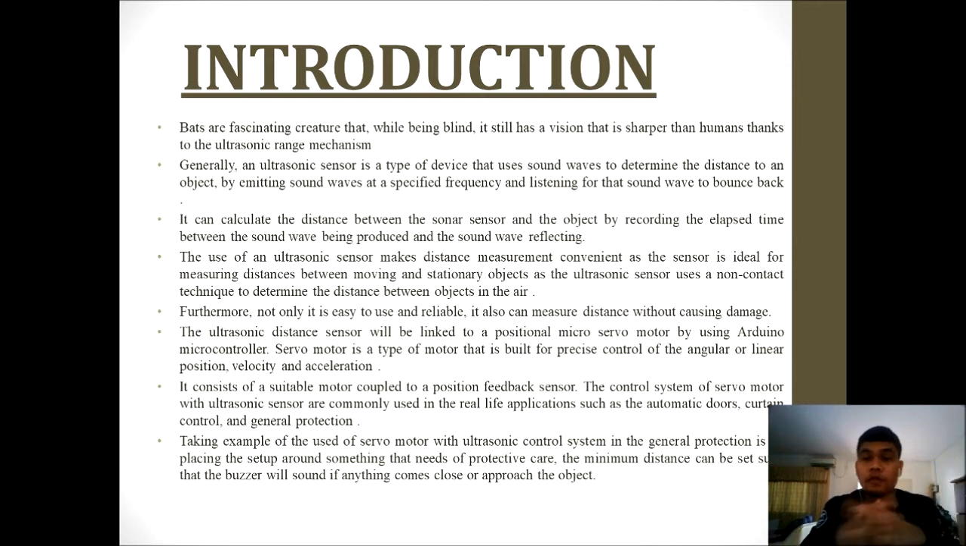The control system of a servo motor with an ultrasonic sensor is commonly used in real-life applications such as automatic doors, curtain control, and general protection. Last is an example of the use of a servo motor with an ultrasonic control system in general protection, by placing the setup around something that needs protective care. The minimum distance can be set such that the buzzer will sound if anything comes close or approaches the object.